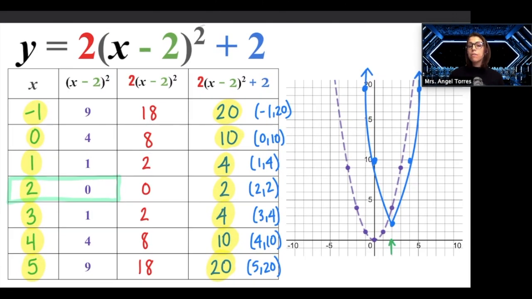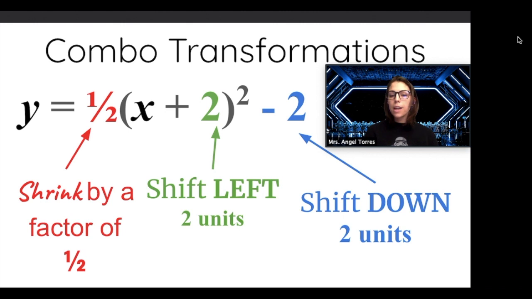So here is the final graph. After everything that we've done, we can say that this graph was stretched by a factor of 2. It was shifted up 2 units, and it was shifted to the right 2 units from the original parent function. Let's take a look at another example. Again, looking ahead, I already know that this graph is going to have a shrink by a factor of 1/2. It's going to be shifted to the left 2 units and down 2 units.